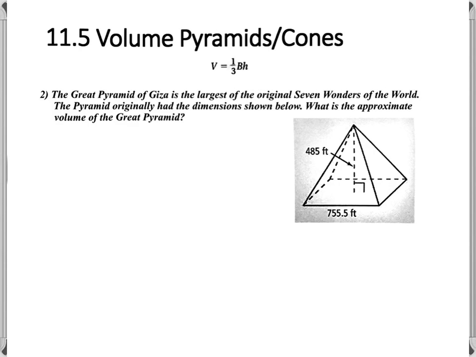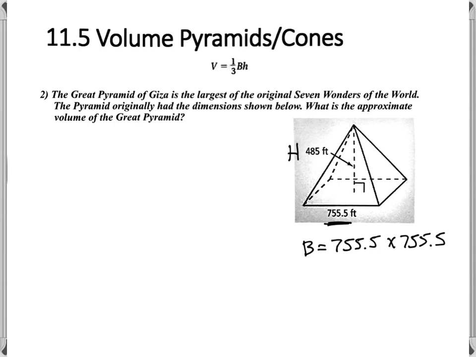All right, same idea here. The Great Pyramid of Giza is the largest of the original 7 wonders of the world. The pyramid originally had dimensions shown below. What is the approximate volume of the Great Pyramid? So they've given us our height, and we have our base edge. So to find our base area, we're just going to take 755.5 times 755.5. That will give you your base area.